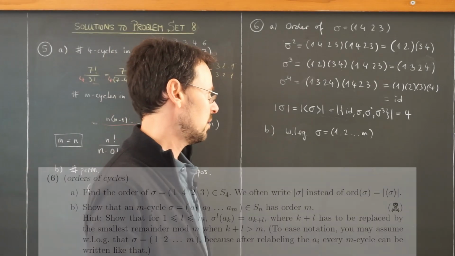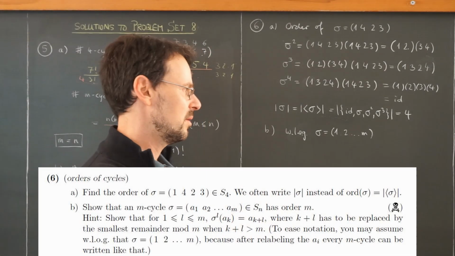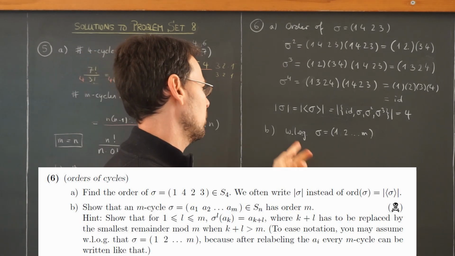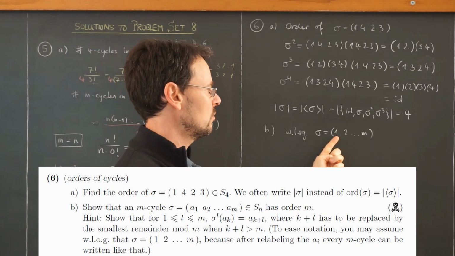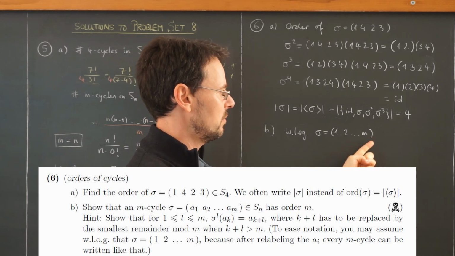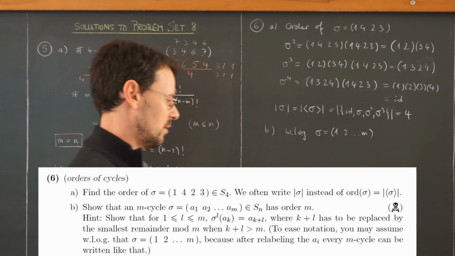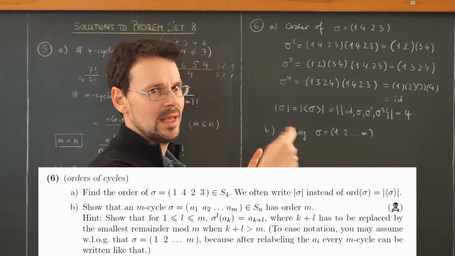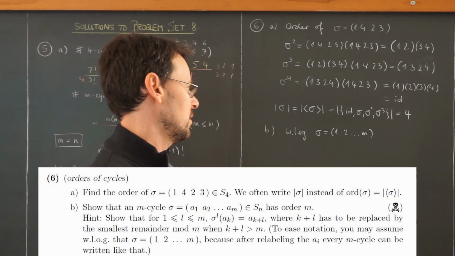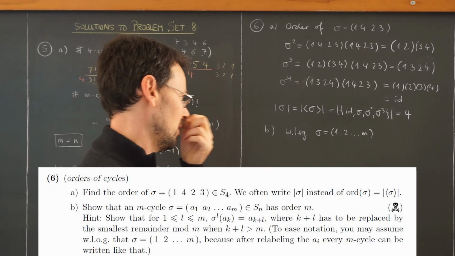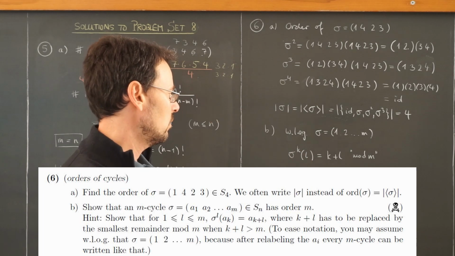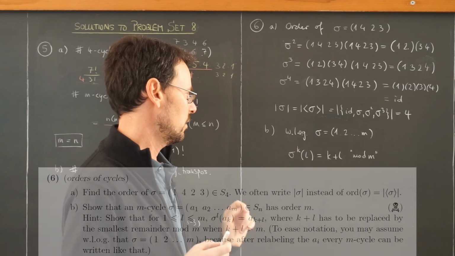There's a hint, it's quite obvious, but the notation is a bit awkward. So without loss of generality, we assume sigma is of this form. This is a little bit cheated, but after relabeling the A1, A2 and so on, we can assume that sigma has this form. The idea of the proof stays the same. All right, now the key to the proof is this here.